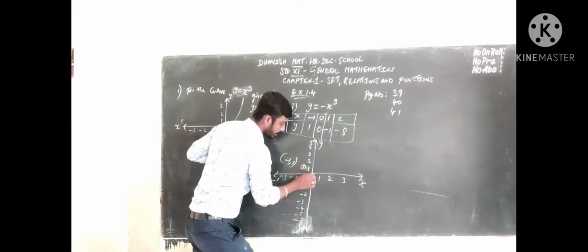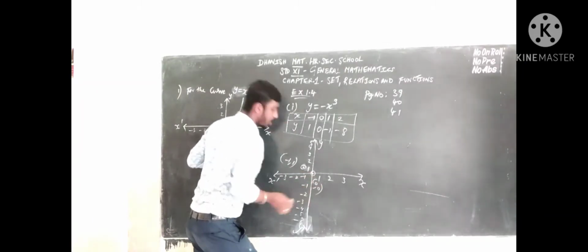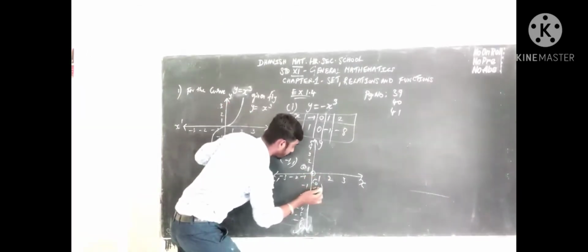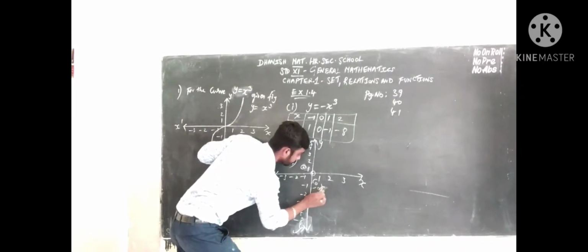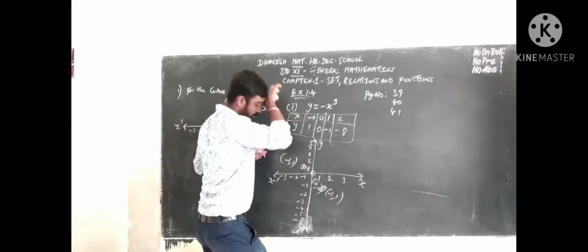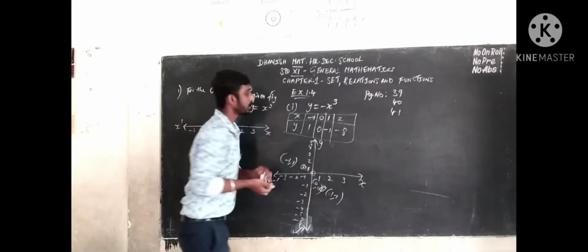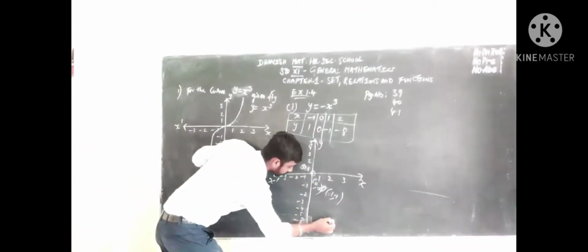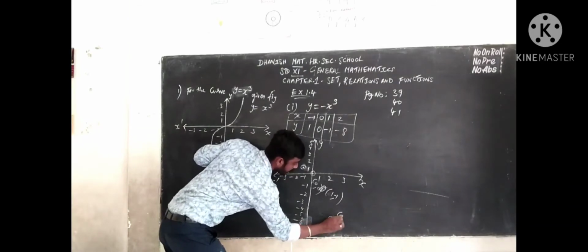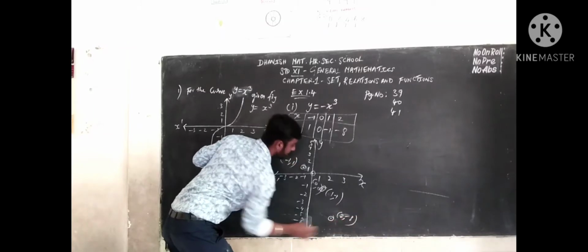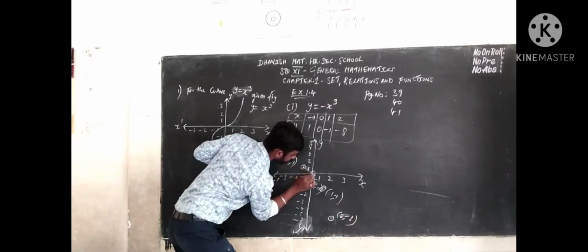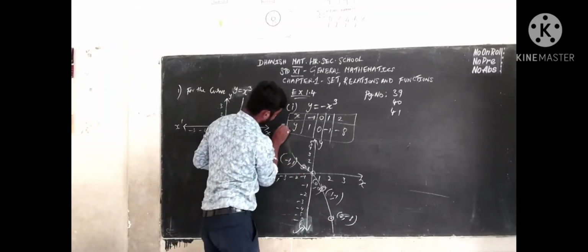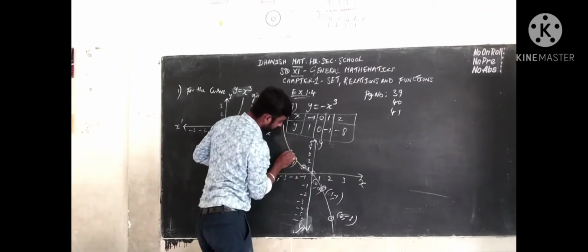Again, 0, 0 is the origin. Then 1, minus 1: x will be plus 1, and y minus 1. You have to plot here. Here minus 1, plus 1, minus 1. Then 2, minus 8. What is the point here? Plus 2, minus 8. You have to mark the point here. You have to draw like this. The curve will go like this.